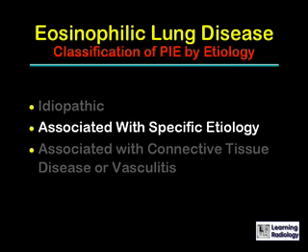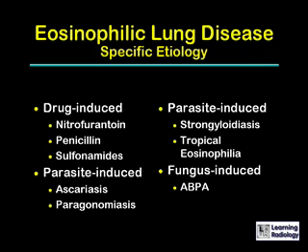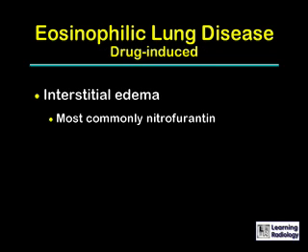Eosinophilic lung disease can also be associated with a specific etiology, and some of the etiologies include nitrofurantoin, penicillin, sulfonamides amongst the drug-induced, parasite-induced such as ascariasis, paragonimiasis, strongyloidiasis, and tropical eosinophilia, and fungal-induced such as occurs with allergic bronchopulmonary aspergillosis.